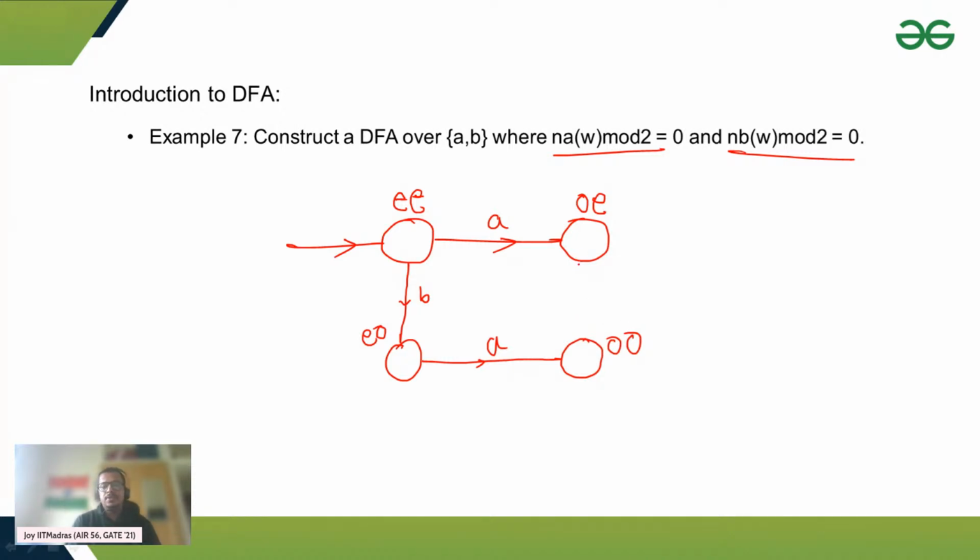So here you can also check this: if the number of A is odd and the number of B is even, then if you get another B, both will be odd, right? And everything will work in a bidirectional way.